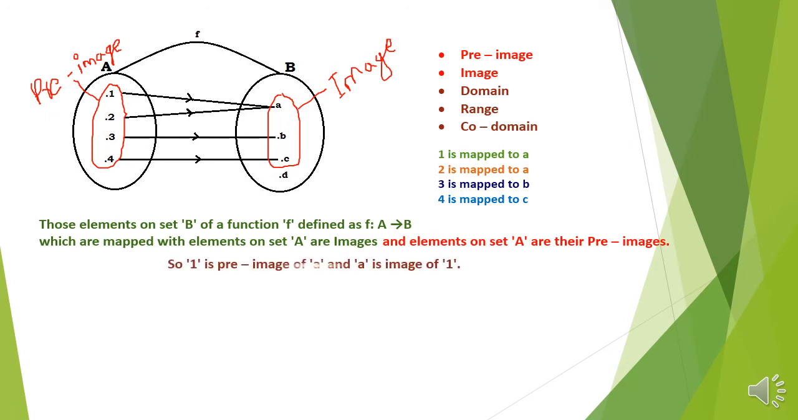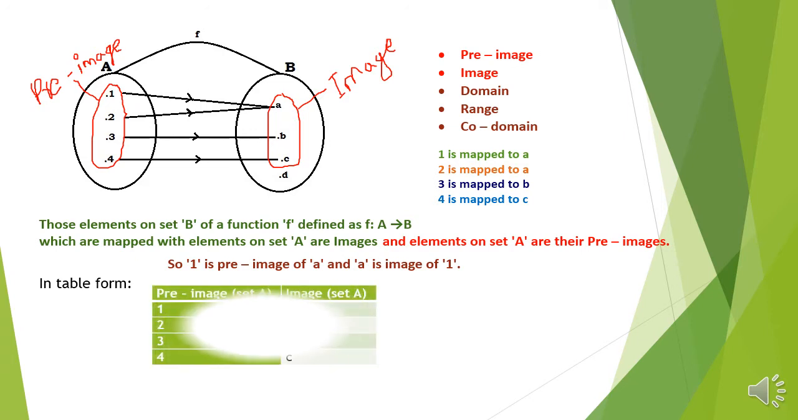Now we can see 1 is the pre-image of A and A is the image of 1 and 2 also. 2 छुटेको छ त्यहाँ, image of 1 and 2. You can see in table form image and pre-images. See, 1, 2, 3, 4 are pre-images and A, B, C are images. Pre-image is written under set A, and image is under set B.